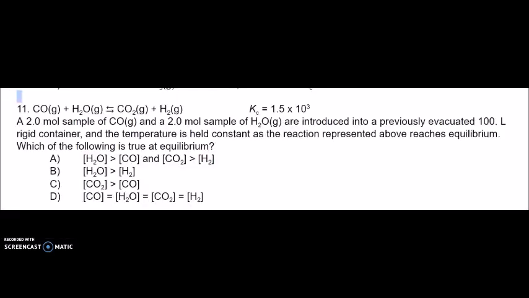Number 11, carbon monoxide plus water gas yields carbon dioxide and hydrogen gas. We're given a Kc value of 1.5 to the power of 3. It says a 2 mole sample of carbon monoxide gas and a 2 mole sample of water are introduced into a previously evacuated 100-liter rigid container. And the temperature is held constant as the reaction represented above reaches equilibrium. So it wants to know which of the following is true at equilibrium. So think about this, pause the video, do a little math, come back and check your answer.